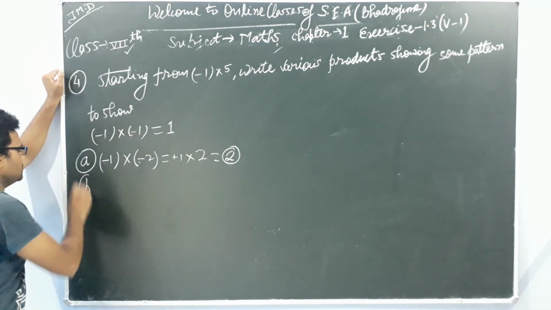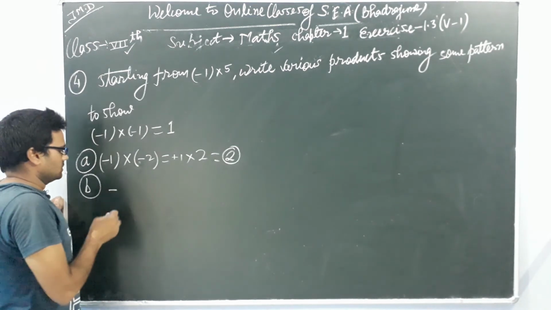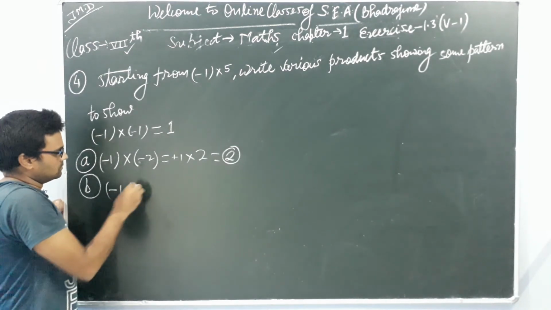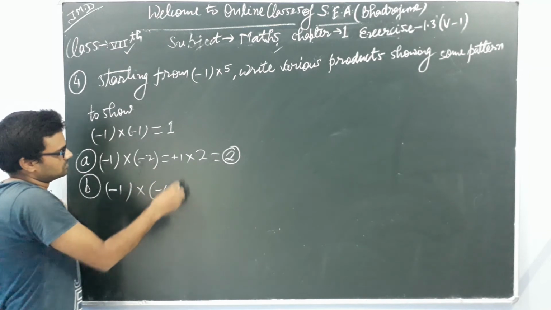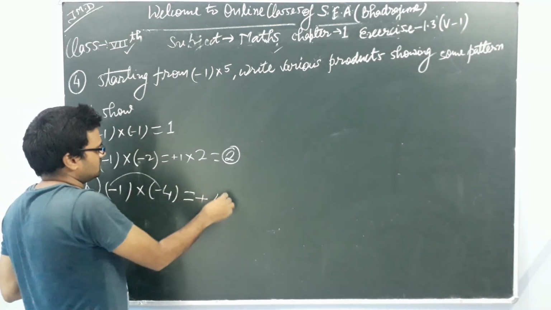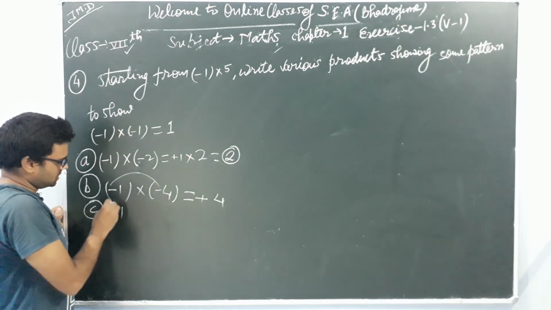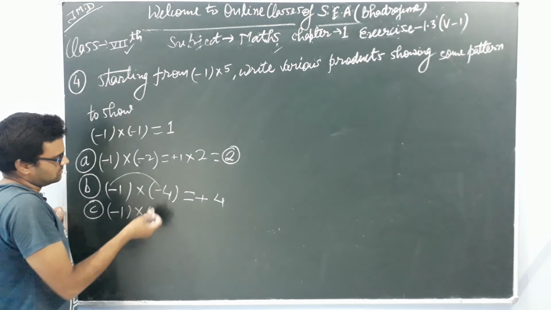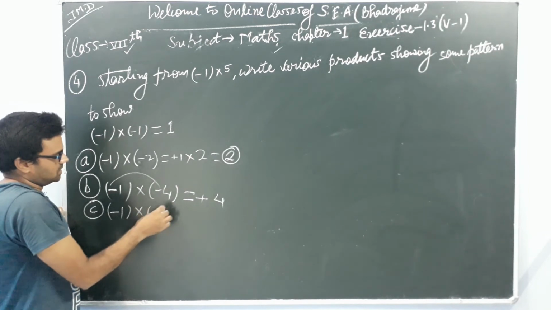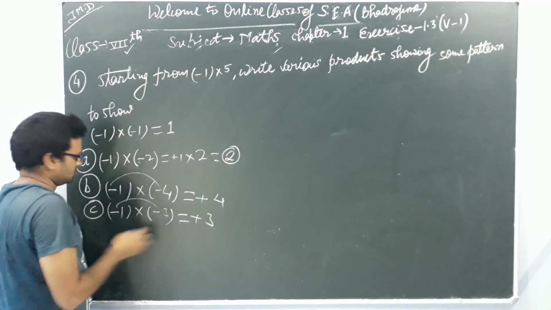In our part B, I am going to take minus 1 multiplied with minus 4, then minus gets multiplied with a minus, this is plus, and this is plus 4. Now our part C is minus 1 gets multiplied with minus 3, then we'll get plus 3.